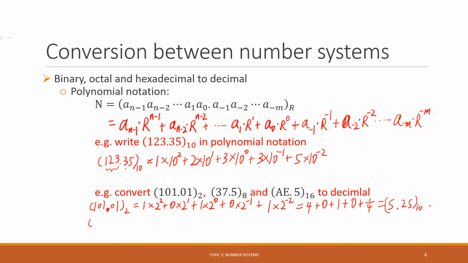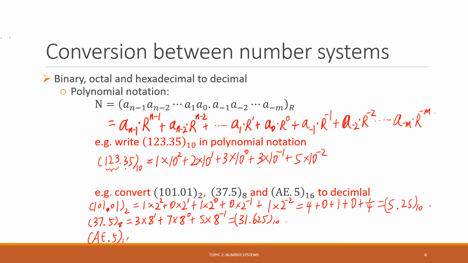Similarly, the next one, 37.5. Now the base is 8, and n equals 2. We start from the MSB, 3 by the radix 8 to the power of n minus 1, so 8 to the power of 1, plus 7 by 8 to the power of 0, plus 5 by 8 to the power of negative 1. Now calculate and add everything together, and we get 31.625 in decimal.